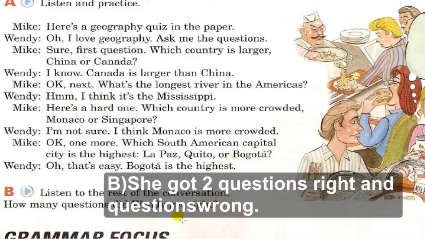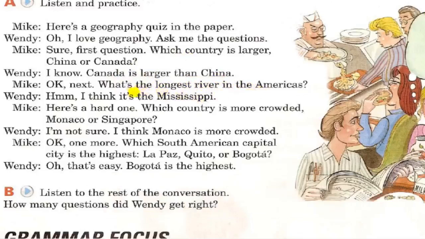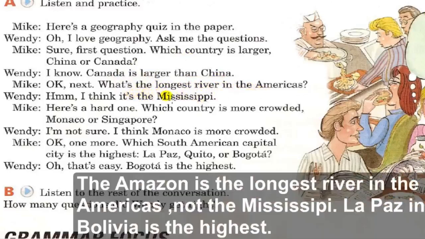Question number one. Which is larger, Canada or China? Canada is larger than China. Correct. Question number two. What's the longest river in the Americas? Wendy, is the Mississippi. Wrong answer. The Amazon is the longest river in the Americas.